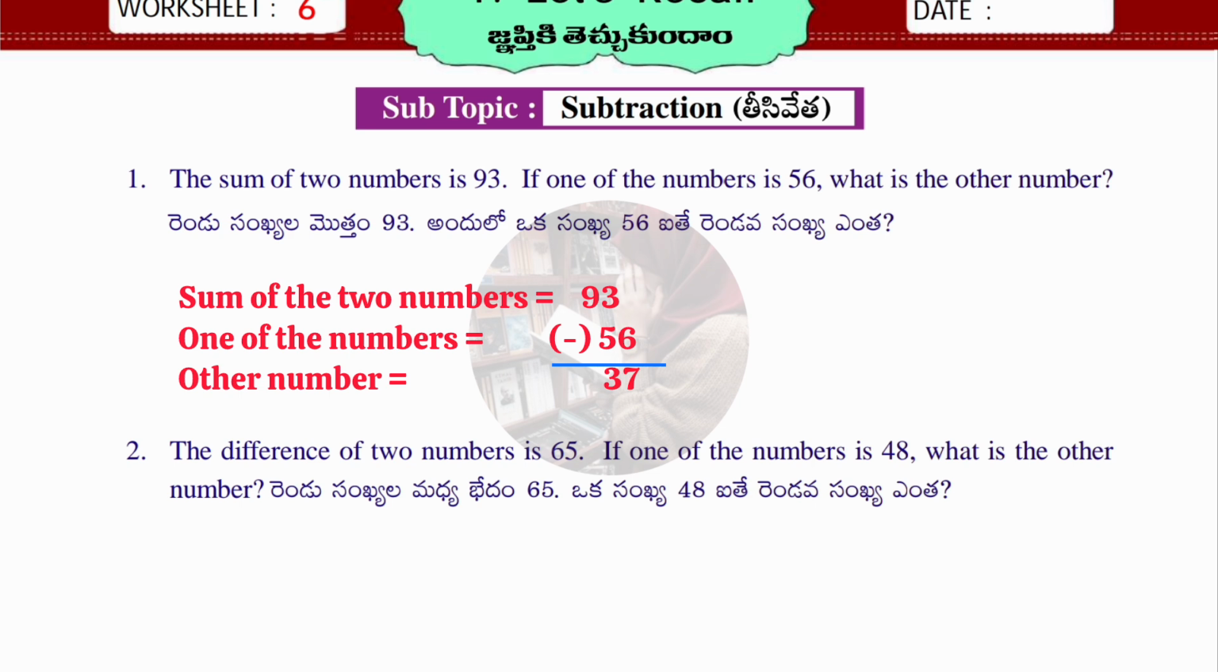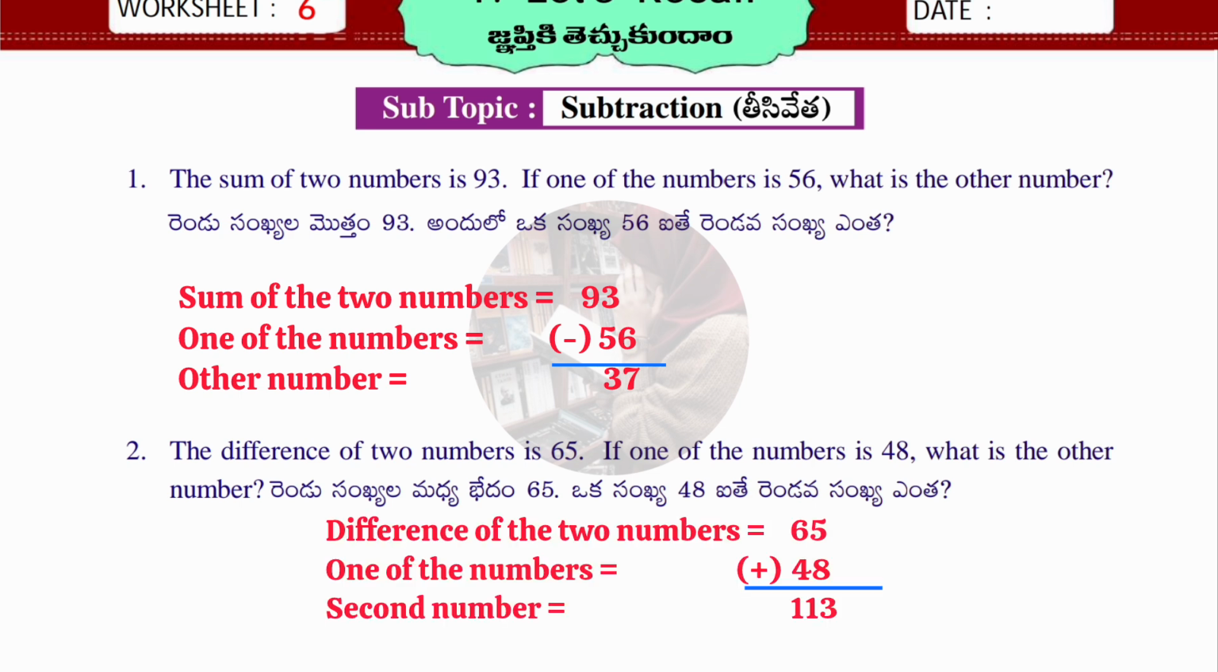Okay, let's see the second question, which is: the difference of two numbers is 65. If one of the numbers is 48, what is the other number? So here the given difference of two numbers is 65. One number is already given, which is 48, and you are asked for the other number. How will you do it? Here you have to do the addition. You have to add 65 plus 48, then only you will get the other number. So 65 plus 48 is equal to 113.